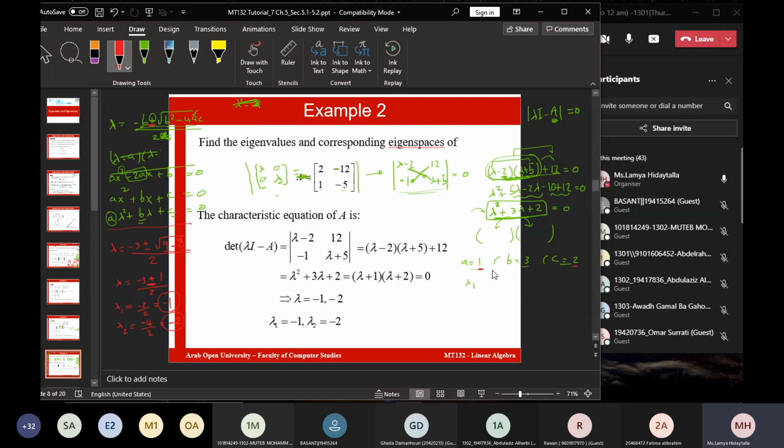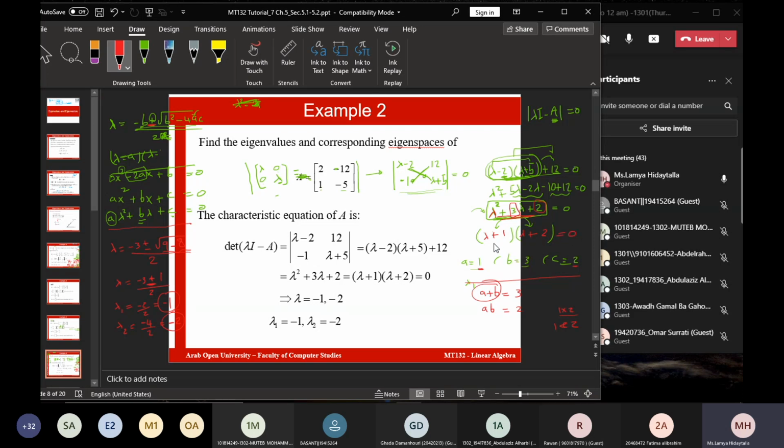But you can get them easily if you can factorize. How do we factorize? This is lambda square, so we put lambda here and lambda here. And then we need two numbers whose addition is 3 and whose multiplication is 2. So I need two numbers, a and b, where a plus b equals 3 and a times b equals 2. The options are 1 and 2, or 2 and 1, and when we add them up, yes, it gives 3, correct? So it is plus 1 here and plus 2 here. It doesn't matter where you put the 1 and where the 2. And this is equal to 0.